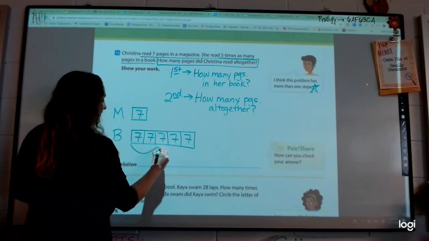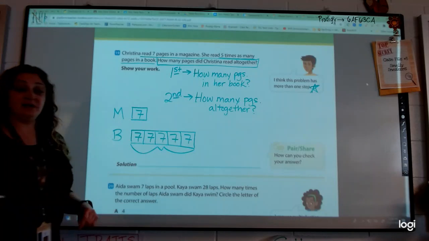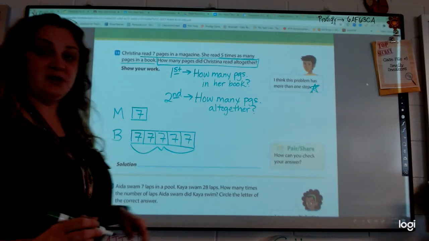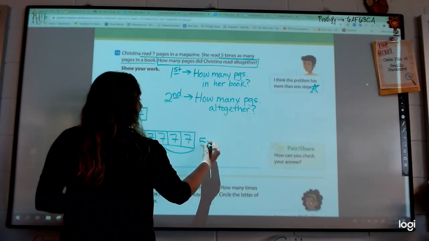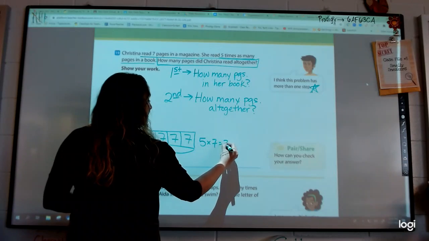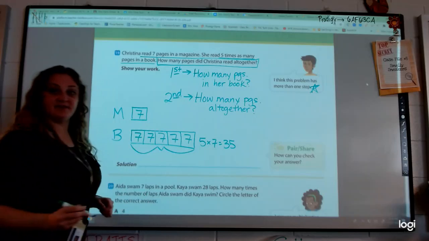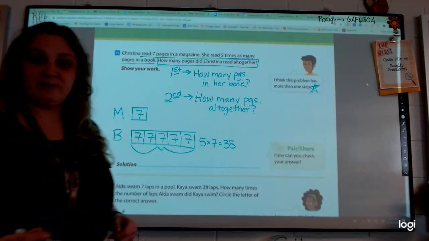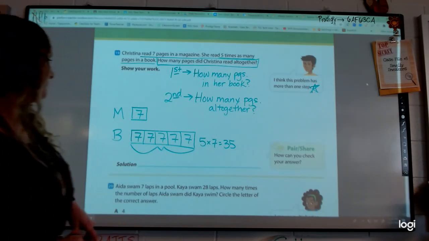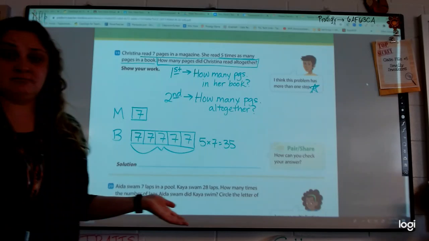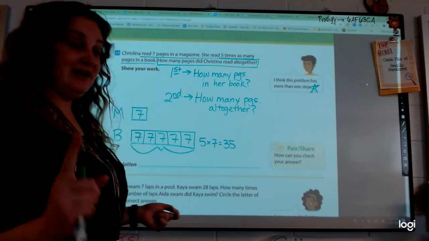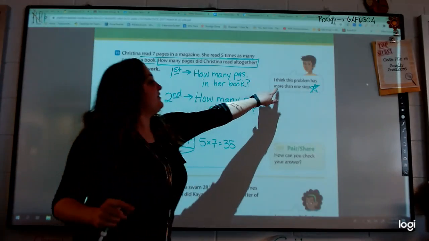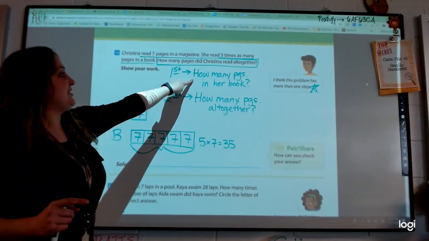And then we know at the bottom here we can figure out how many pages she did read in her book. And we know this is going to be 5 groups of 7, which I know is 35 because I know my 7s. If you're still unsure about your 7s, you got to keep working on them. All right, so are we done? Is 35 my answer? I hope you're thinking, no, Mrs. Hare. It's more than one step. We only answered the first question.